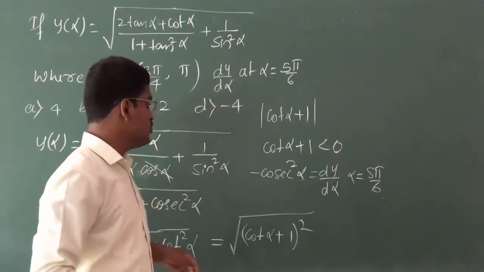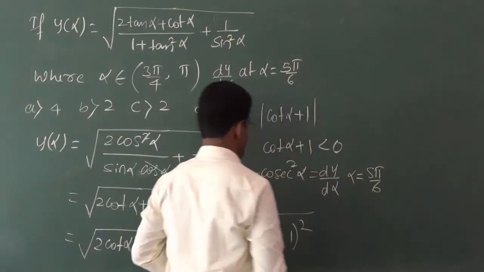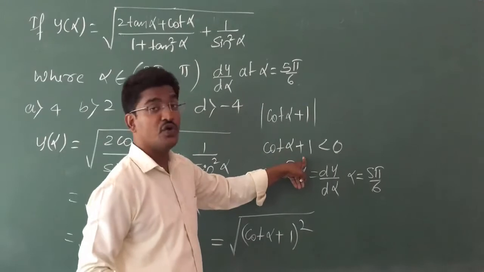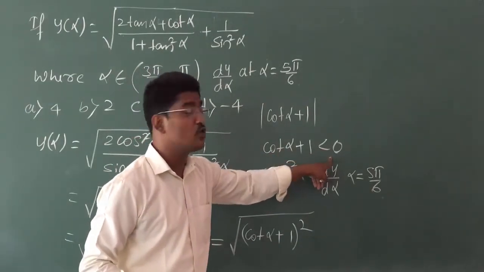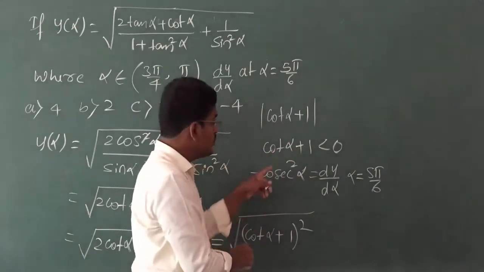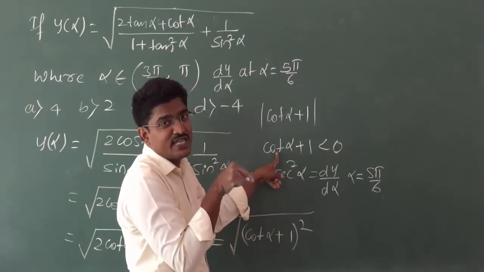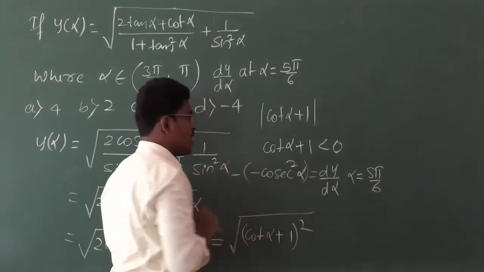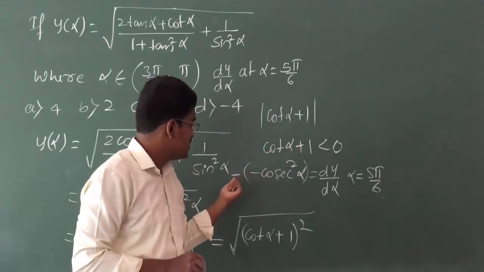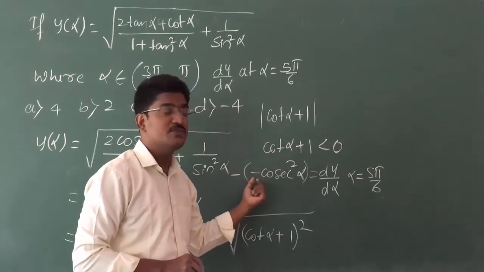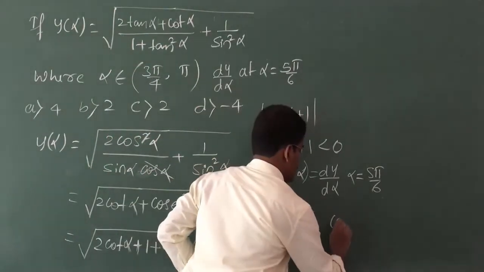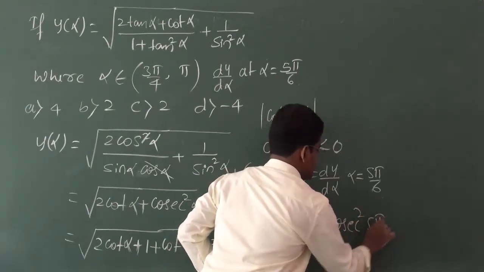If I put alpha value as 5 pi by 6, that will be minus cosec square of 5 pi by 6. Since cot alpha plus 1 is lesser than 0, this complete term is going to be negative. If I differentiate cot alpha, it will be minus cosec square alpha, and already you have minus 1 outside. Minus into minus will be plus, no problem. So it is cosec square 5 pi by 6.